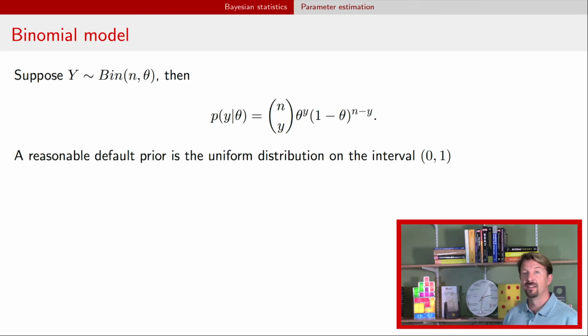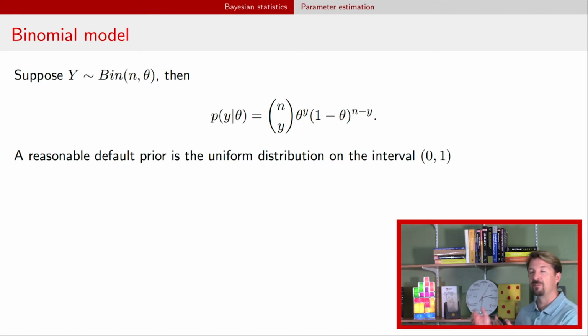Right? So it's an integer from 0 up to n. It has a probability mass function right here, given a value theta. That's a probability of success. And so now what we have to do in order to do Bayesian parameter estimation is to assume a prior distribution for that unknown probability of success.